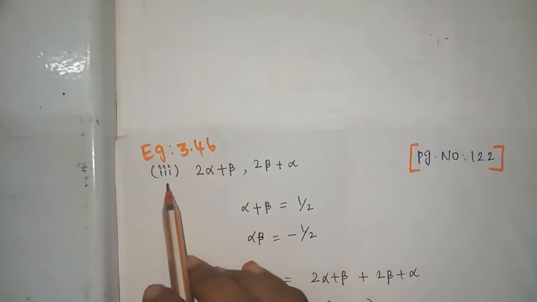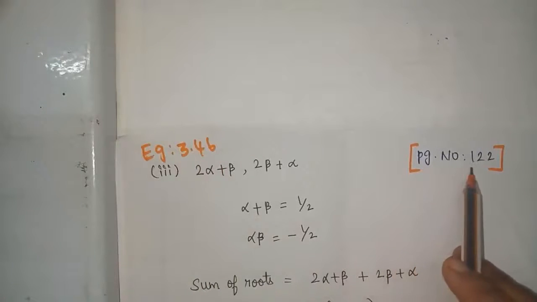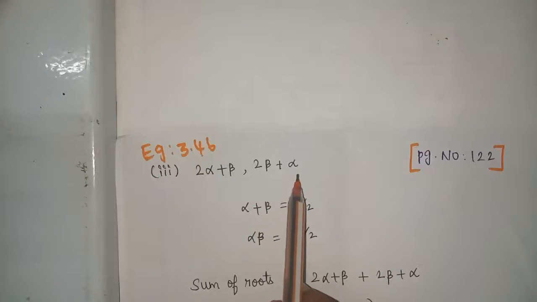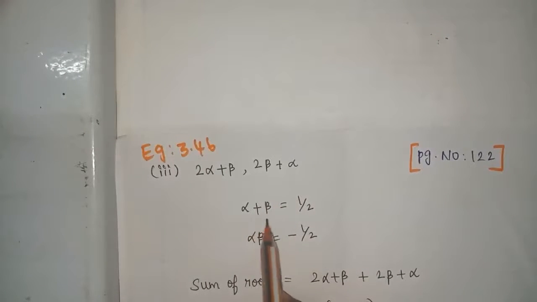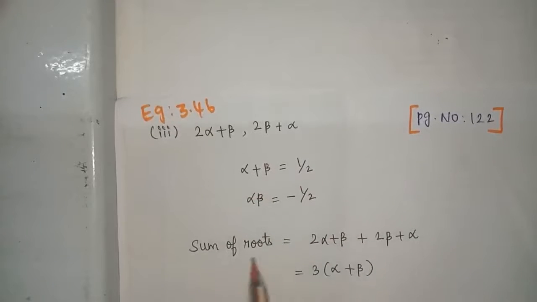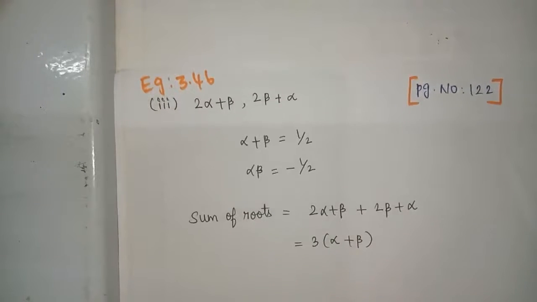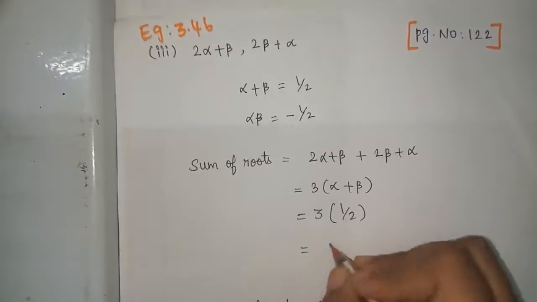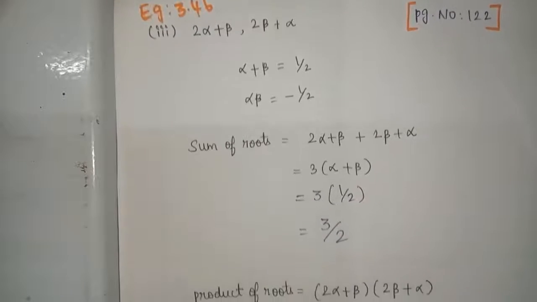Example 3.46 third subdivision, page number 122. The given roots are 2 alpha plus beta, 2 beta plus alpha. The same quadratic equation. So alpha plus beta value is 1 by 2. Alpha beta is equal to minus 1 by 2. So sum of roots is equal to 2 alpha plus beta plus 2 beta plus alpha, which is equal to 3 into alpha plus beta, because 3 alpha plus 3 beta. So we are taking 3 common out. So which is equal to 3 into alpha plus beta is 1 by 2, which is equal to 3 by 2.